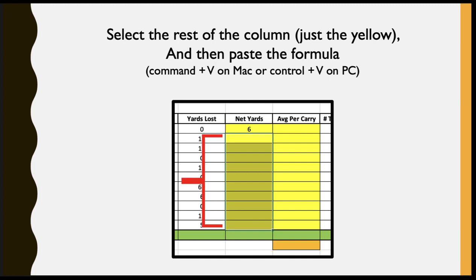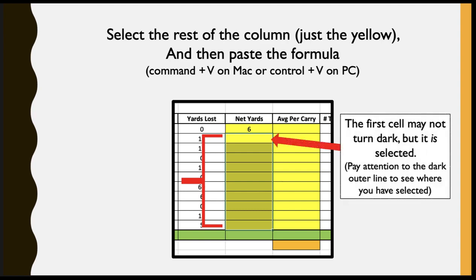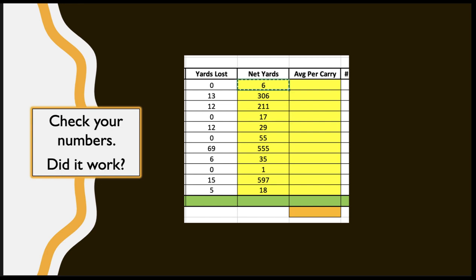Now you want to select the rest of the column, just the yellow, not the green. That's for our totals. And notice that when you make that selection, the first cell may not turn dark like the others do, but it is selected. Pay attention to that dark outer line to see where you have selected. And then you just need to paste your copied formula. That's Command-V on a Mac or Control-V on a PC. And you'll see all of the numbers pop right in.